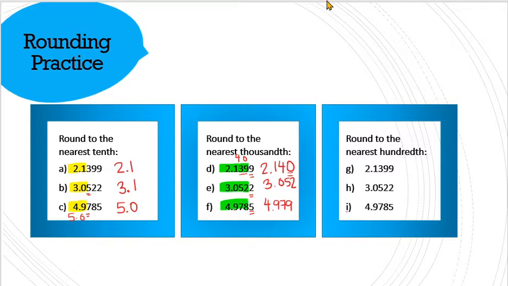And lastly, we round to the nearest hundredth, which is the second decimal place. There we go. And for G, we're going to get the same kind of thing happening there. It's still a 9, but it's going to roll it up only to 2.14 because we don't have that double 9 anymore. And for H, the 2 means stay, 3.05. And for I, the 8 says the 7 goes up, 4.98. There we go.